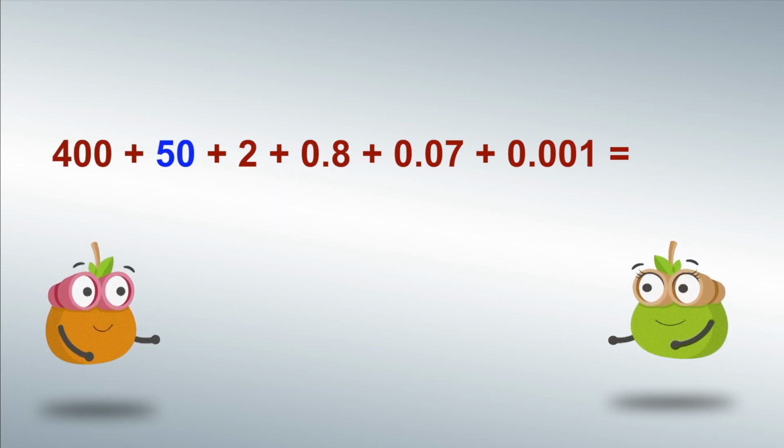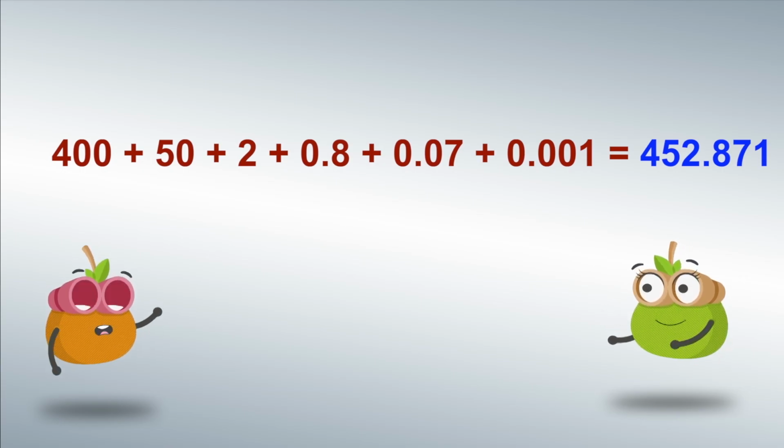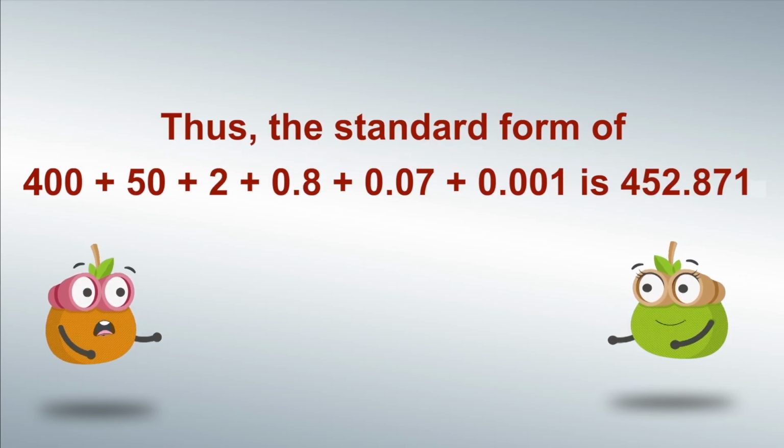We add all the numbers and get the standard form. 400 plus 50 plus 2 plus 0.8 plus 0.07 plus 0.001 equals 452.871. Thus, the standard form of 400 plus 50 plus 2 plus 0.8 plus 0.07 plus 0.001 is 452.871.